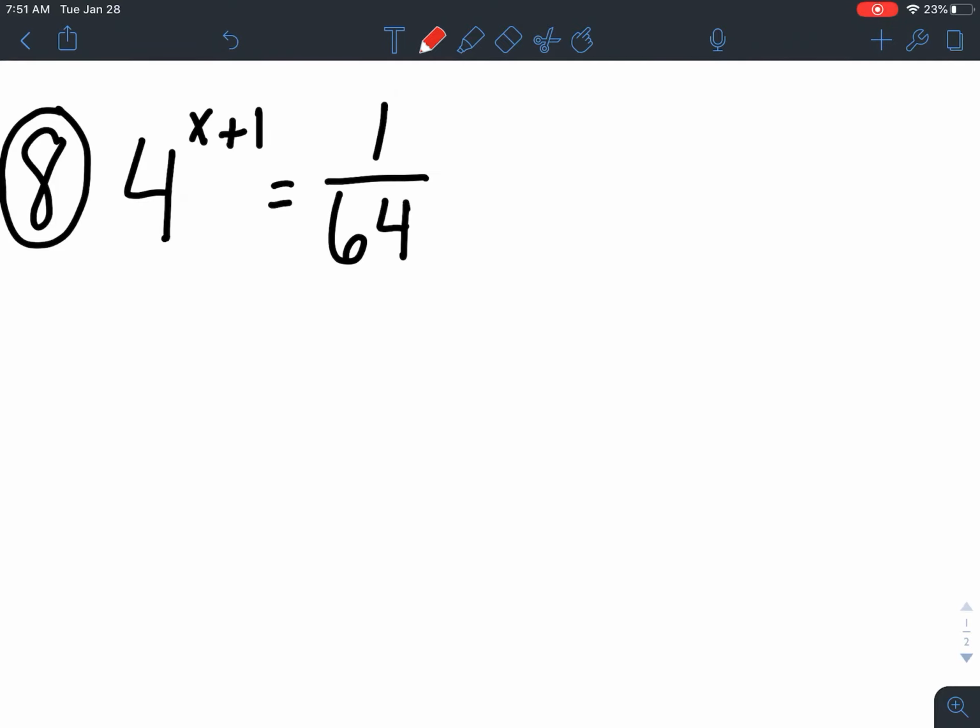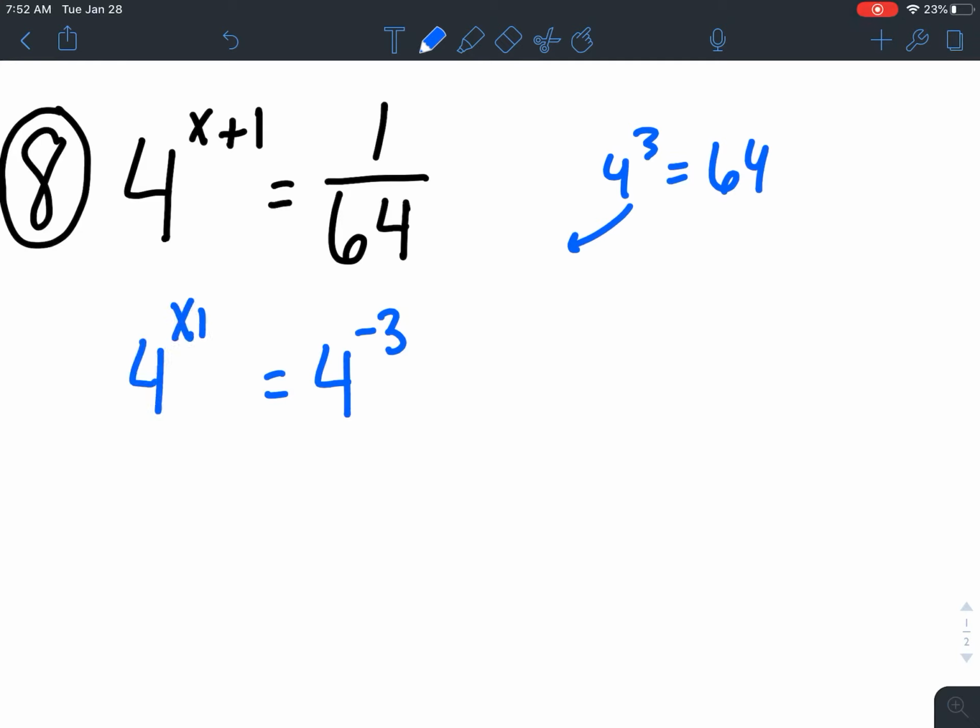So what I can do on the right side is rewrite 1 over 64 as 4 to the negative third power. Because again, 4 cubed is 64. So if I made that 3 a negative, it would flip my fraction over. 64 becomes 1 over 64, or 1 over 4 to the third power. So that's why I'm doing this. The left side stays the same: 4 to the x plus 1.